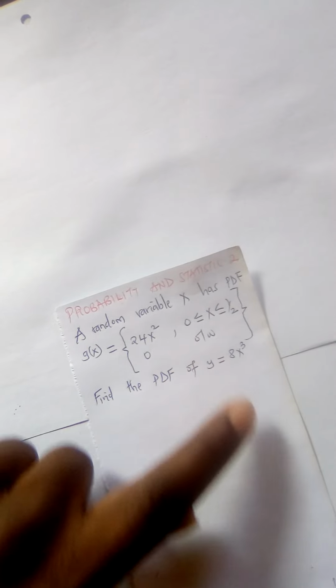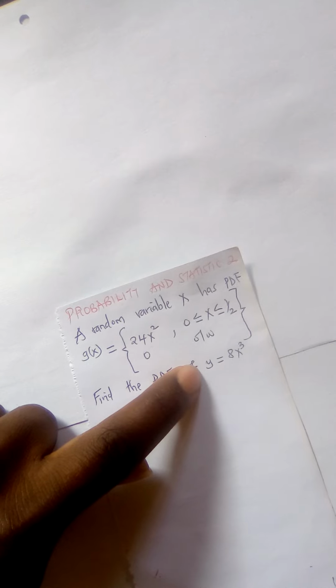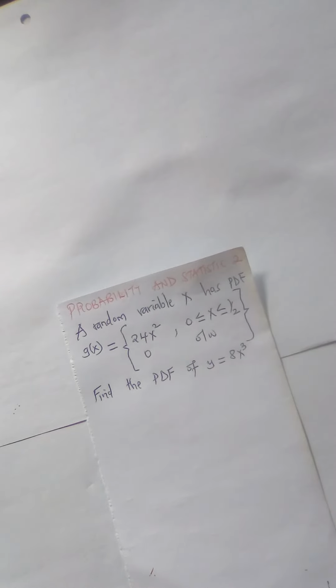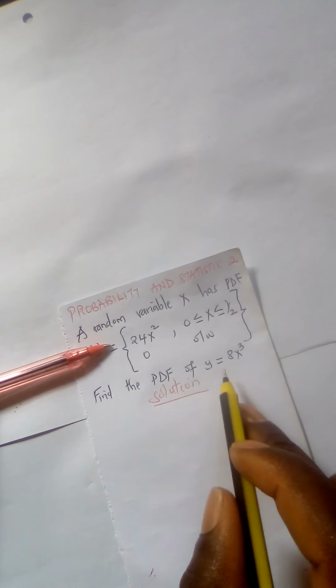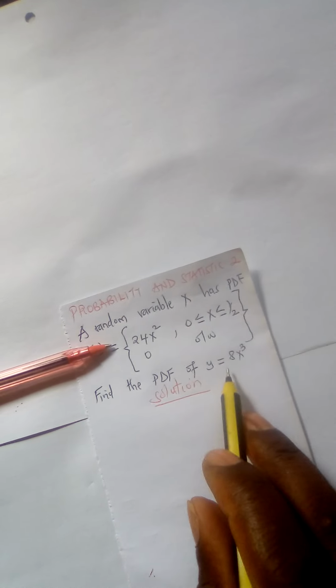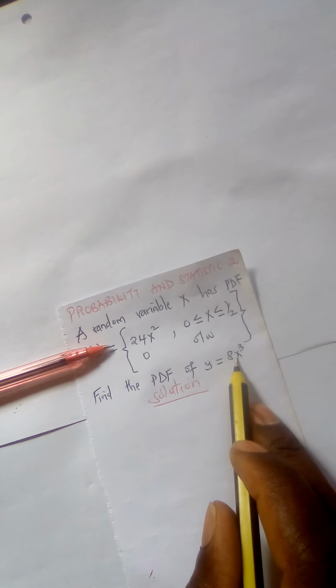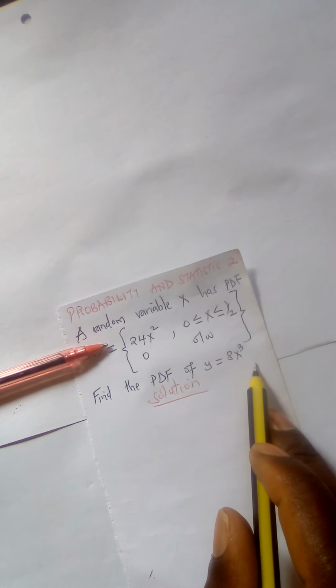Now how can you perform this? First and foremost, you are required to make x a function of y, where y equals 8x cubed, by making x the subject of the formula. So instead of y being the subject of the formula, you make x the subject. So that is the first solution. Here I'll write solution so that we can put that one down.